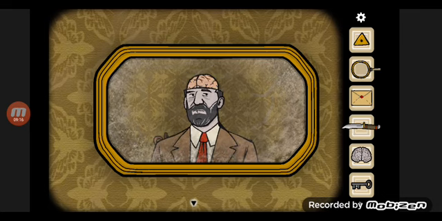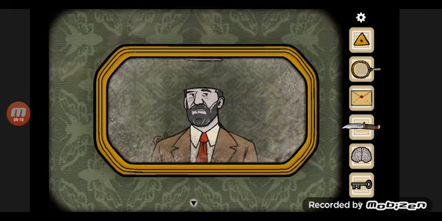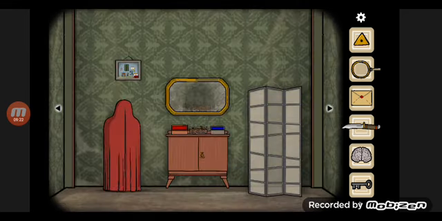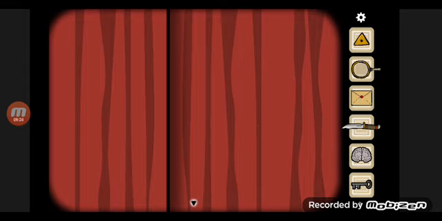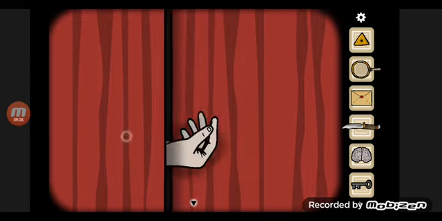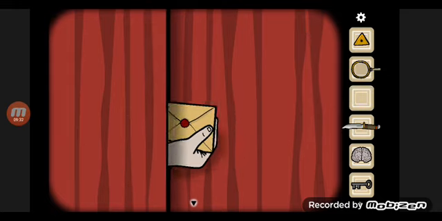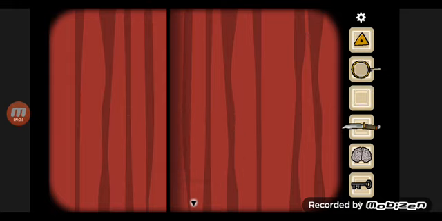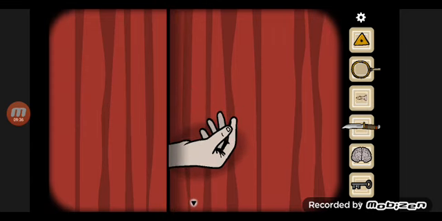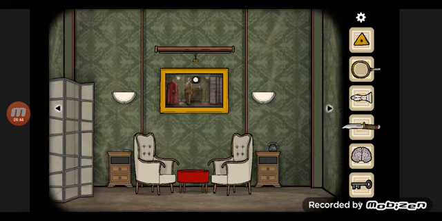and take out the mind of the future and leave the skull empty and turn our gaze to the red curtain. Here we'll need to click on it and put the letter in the outstretched hand. Click on the curtain again and get the owl statue from the hand.